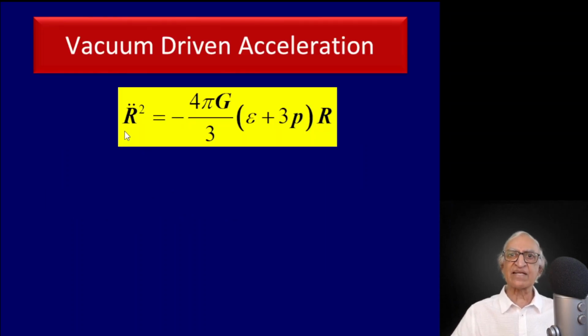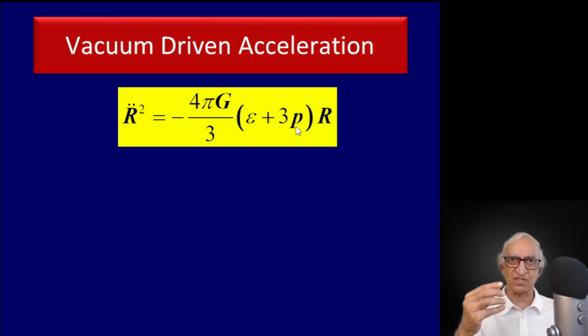Now, this is the second of Friedmann's equations. R double dot over R is minus 4 pi G by 3 multiplied by (E plus 3P), where E is the energy density of matter, radiation, whatever there may be, and P is the pressure. We said in general relativity, P is also a source of gravity.